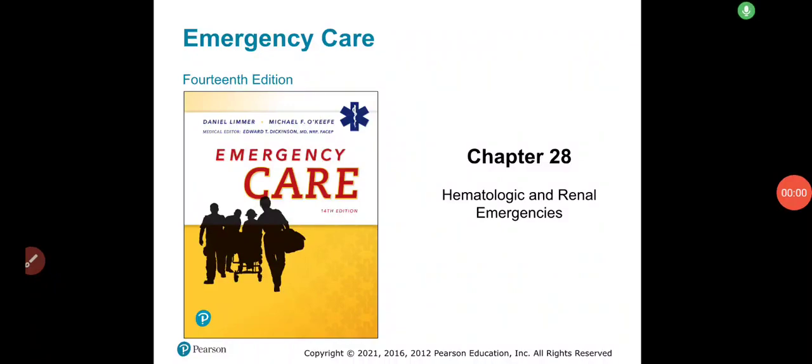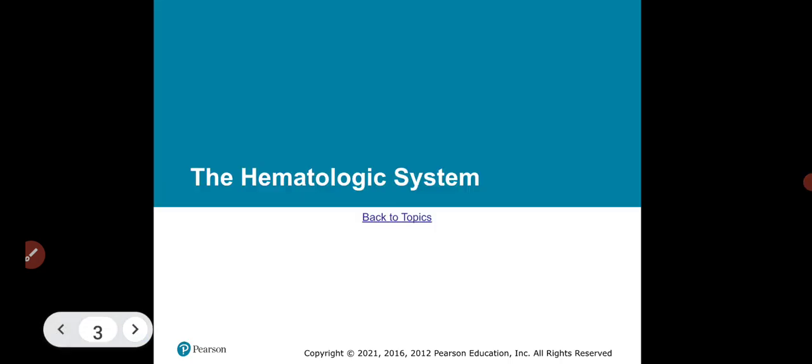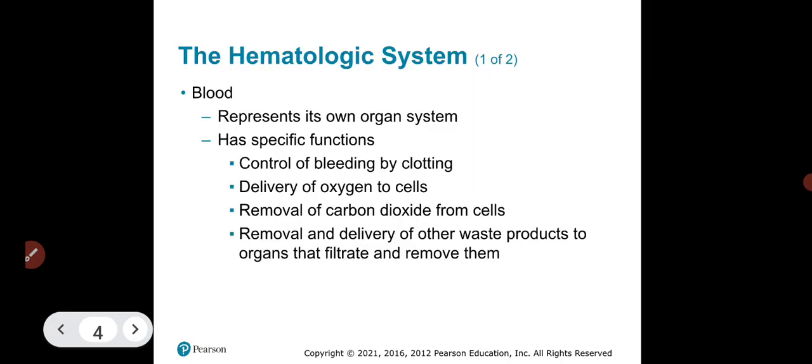All right, chapter 28, hematologic and renal emergencies. So, the hematologic system, blood, representing its own organ system, has specific functions: control of bleeding by clotting, delivering of oxygen to cells, removal of carbon dioxide from cells, and removal and delivery of other waste products to organs that filtrate and remove them.